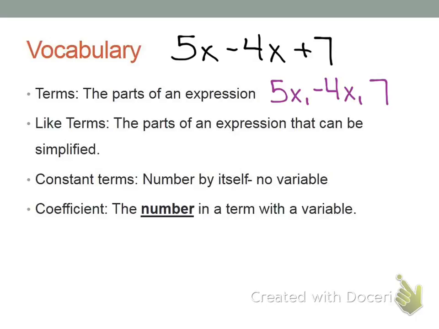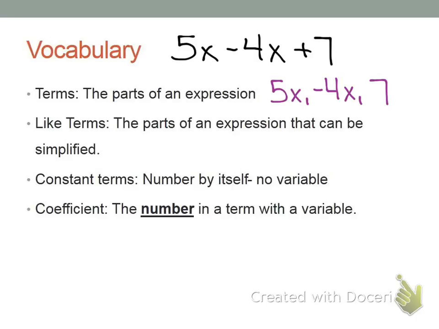And then we have like terms. Like terms are the parts of the expression that can be simplified. They can be combined. So it has either the same variable or it's a number by itself. It has no variable. Do we see a set of like terms here? Jared? 5x and 4x? Not 5x and 4x, but what, Alex? 5x and 7 because they're both positive.